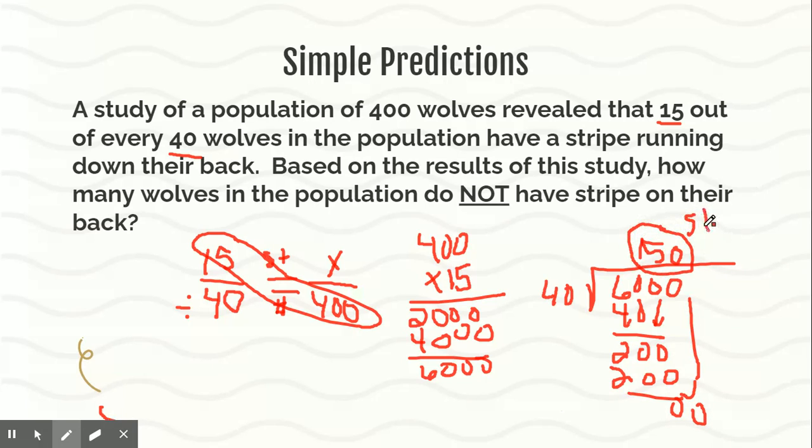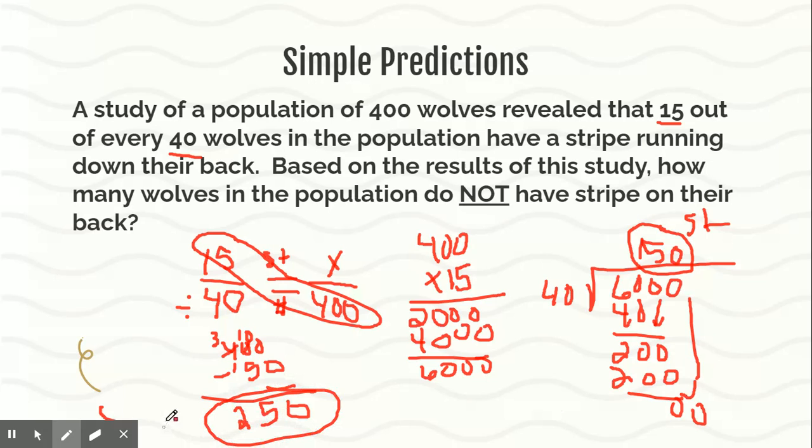So this is with the stripe. So to find without the stripe, I'm going to do 400 minus 150. Okay, 0. I need to borrow. 10 minus 5 is 5, and 3 minus 1 is 2. So 250 do not have the stripe. Okay, and that's your answer.